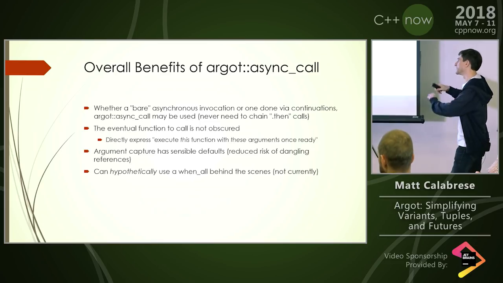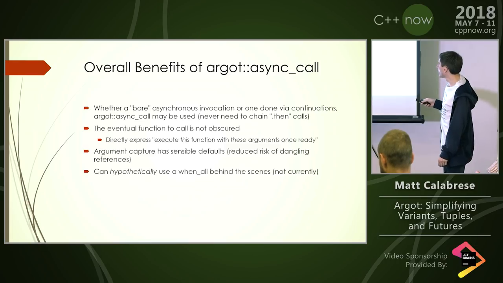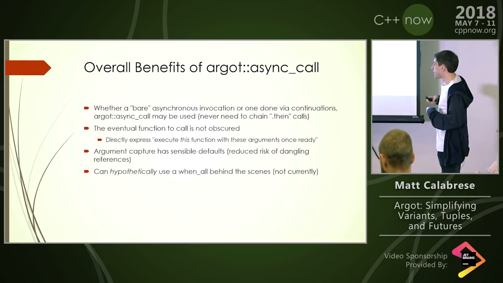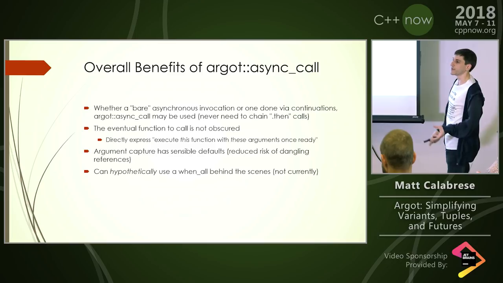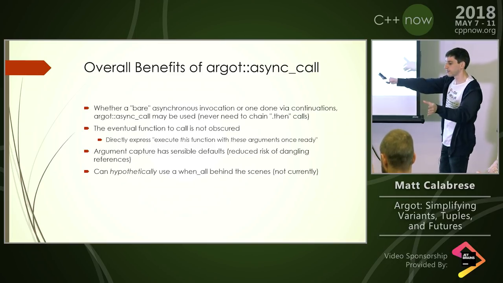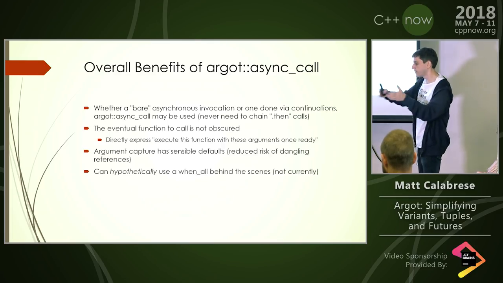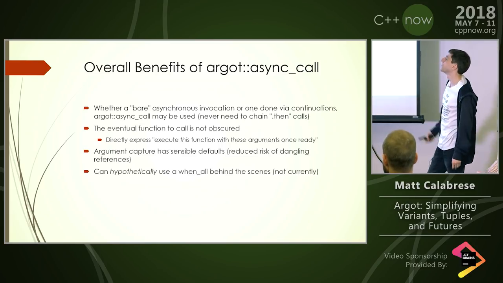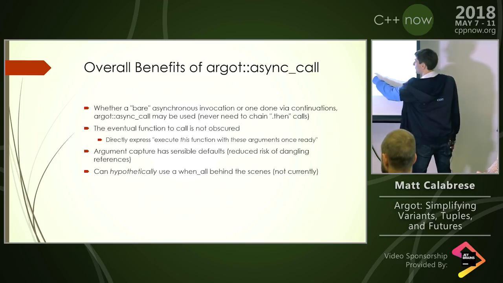So, overall benefits of async call, at least as I see it, it's very subjective. Whether doing a bare asynchronous invocation or one via continuations, you can use it. The thing I really like about it is it doesn't hide the overall operation that you're trying to do. Because you're not chaining a bunch of thens and capturing data explicitly, you actually see, oh, this person wants to call this exact function with these arguments when these things are ready. Nothing's hidden. I think it's much more maintainable, much more readable code. It's easier to test, in my opinion, because you don't have all these nested lambdas.